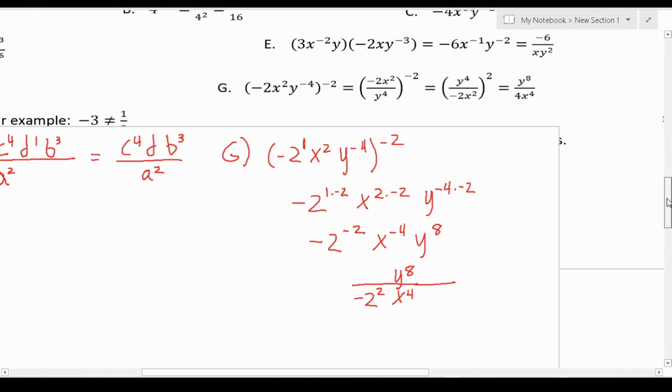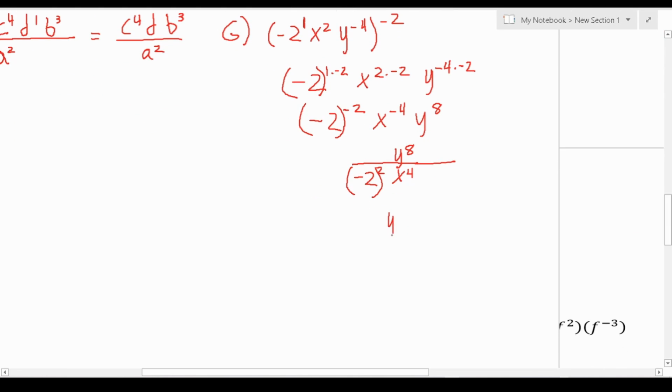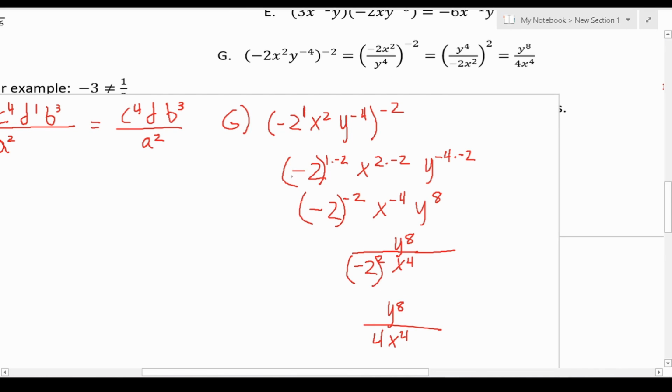Just one other thing. We have to be mindful that this, and I should have been clearer about this, is technically like that, which means that this square is going to apply to the negative as well. So this is going to be y to the 8th over negative 2 squared, which is the same as negative 2 times negative 2, which is going to be 4x to the 4th. Okay, so that's my bad. I didn't include the parentheses as I did that, but we'll see more examples. So, all right, that was that one.